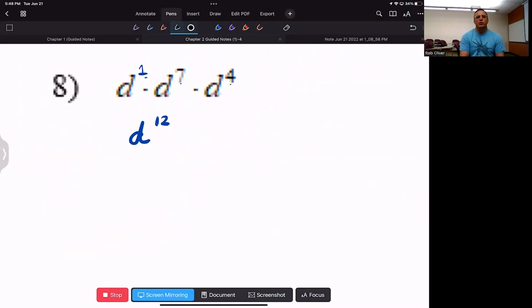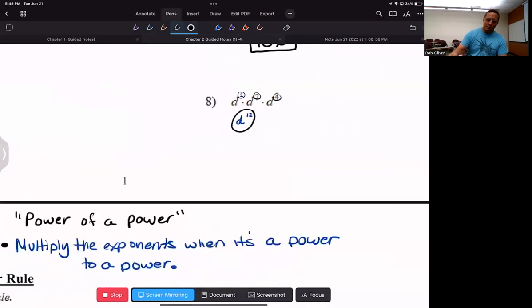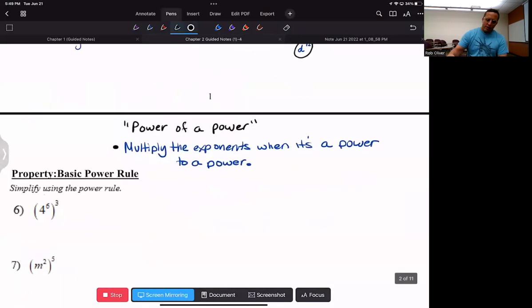But yeah, that's just a result of doing 1 plus 7. You know, just add those powers up. 1 plus 7 plus 4. 1 plus 7 is 8. 8 plus 4 is 12. And that's it. D to the 12th is as good as we can get.